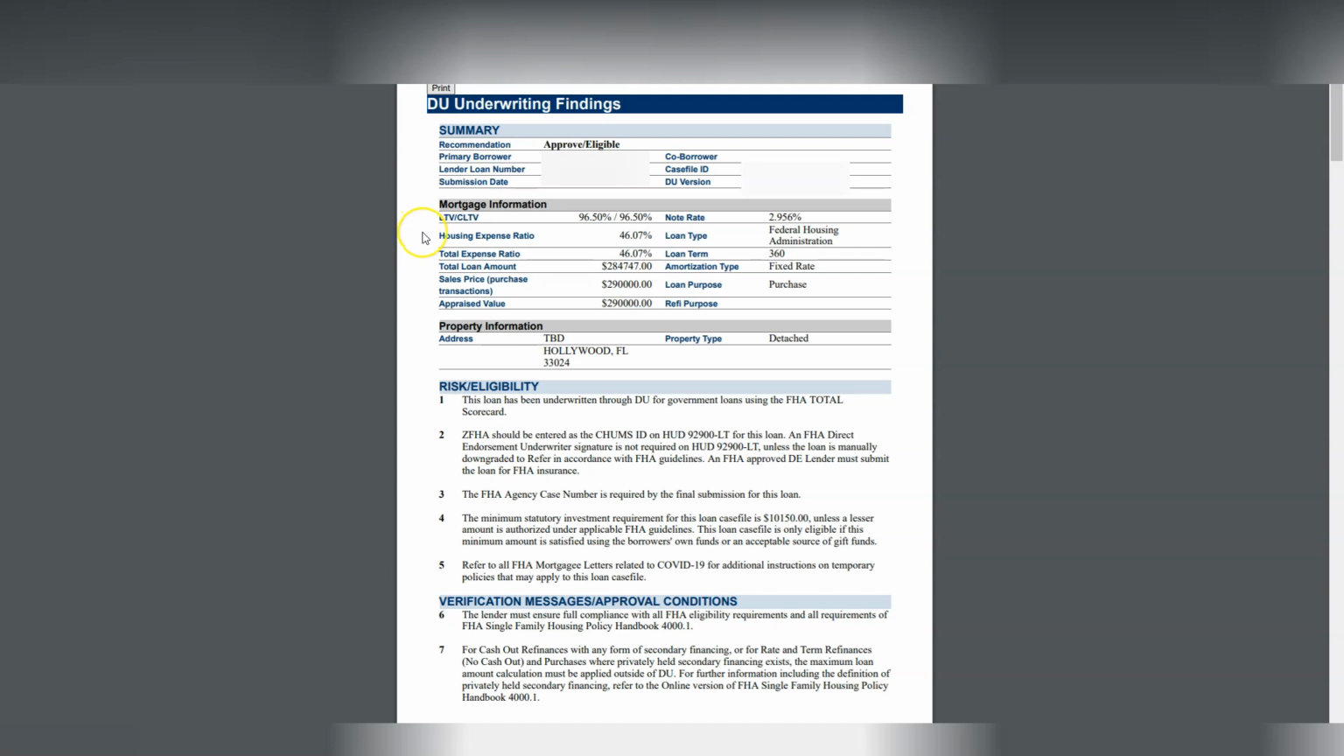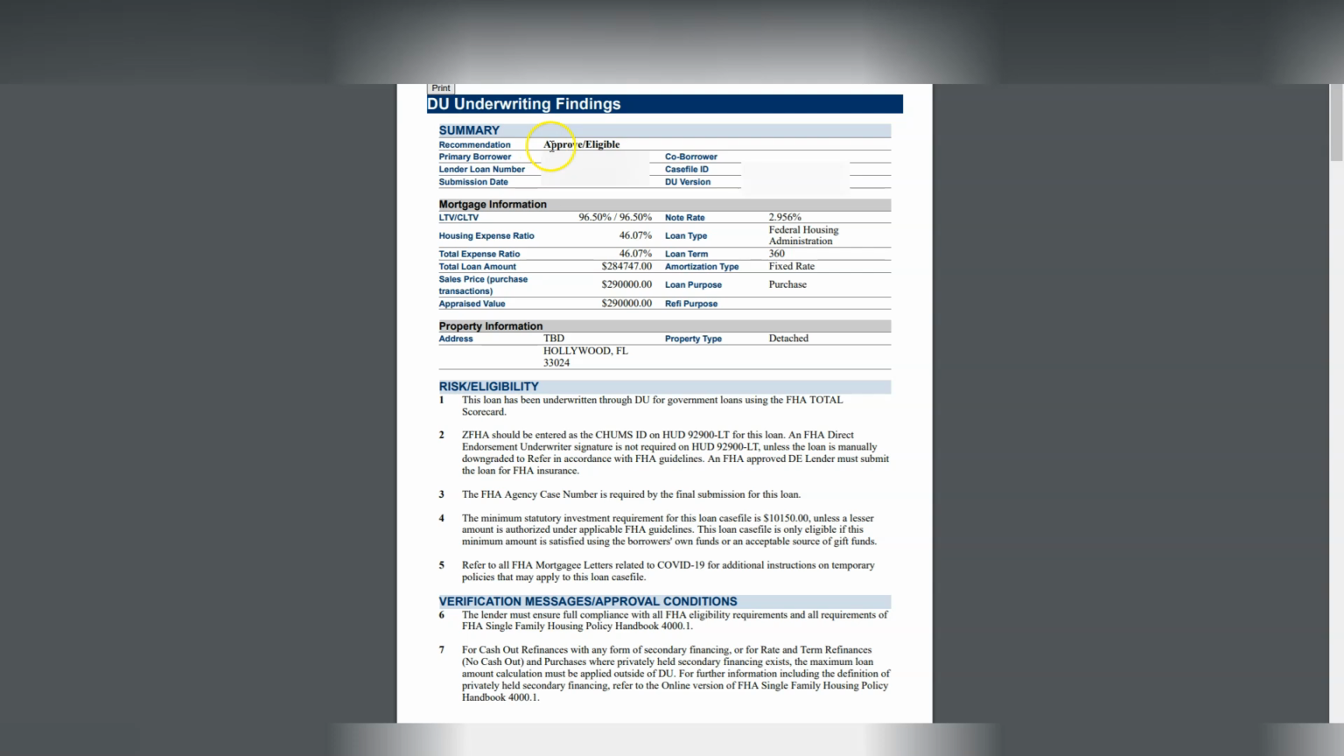All right, we're going to go over the most important things. I don't want to talk about some of the things or some of the codes that the underwriters need to know. I want you to be able to get loans approved and understand and know how to read underwriting findings. So let's get started. So basically, under summary, recommendation.